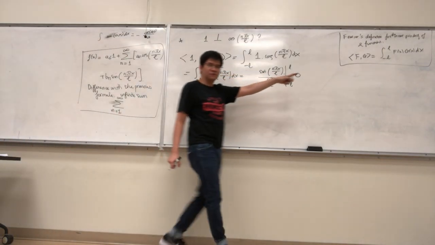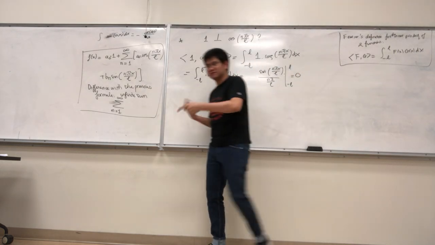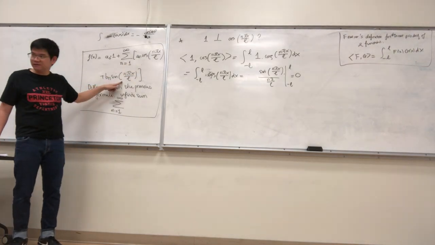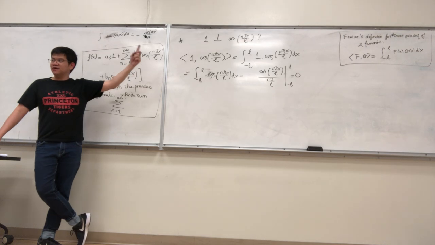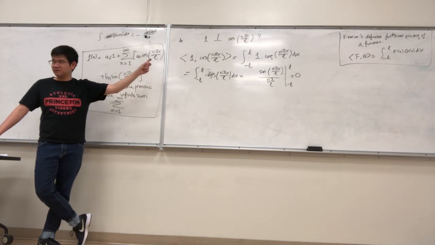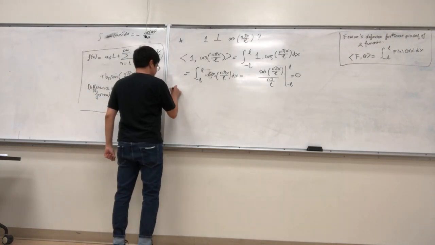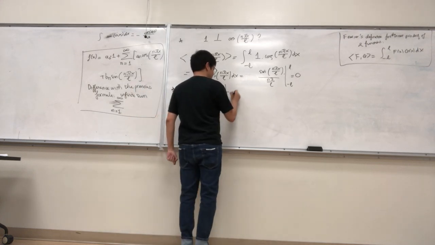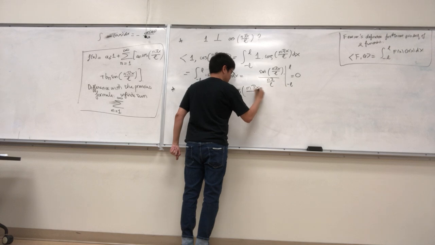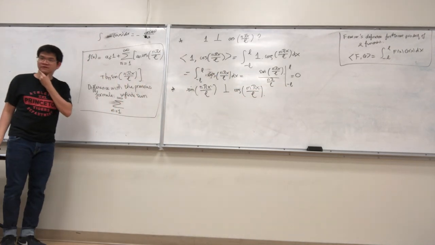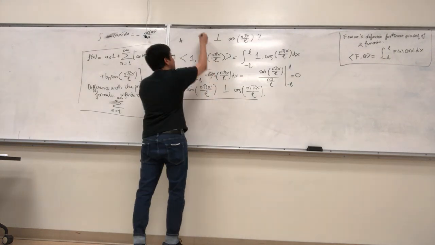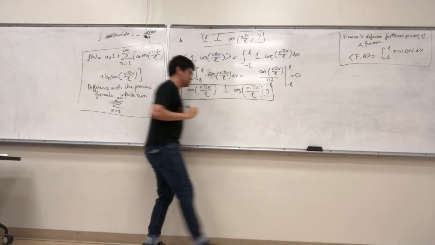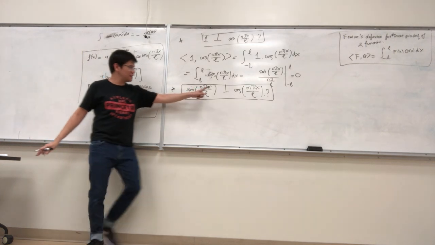So now we're going to use his definition and check if the others are orthogonal. We check that 1 is orthogonal to cosine, 1 is orthogonal to sine, and then we check sine and cosine, sine and sine, and cosine and cosine. So the next thing is: is sine of n pi x over L orthogonal to cosine of m pi x over L? Why do I choose n and m here?